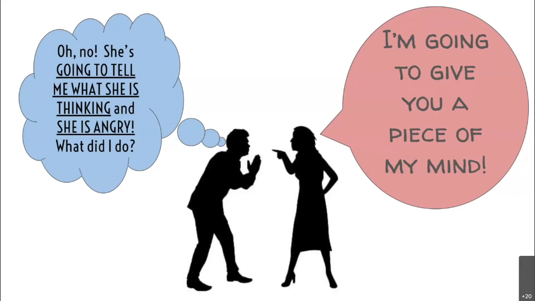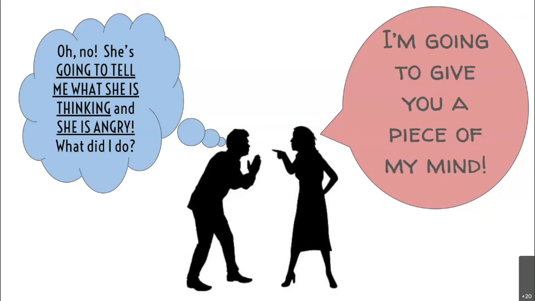You see, the expression, I'm going to give you a piece of my mind, means I'm going to tell you what I'm thinking because I'm angry. You did something, you said something that I'm not happy about. So when someone says, I'm going to give you a piece of my mind, that doesn't mean they're going to take their brain and give it to you. It means they're going to tell you what they're thinking. And it's because they're not happy.